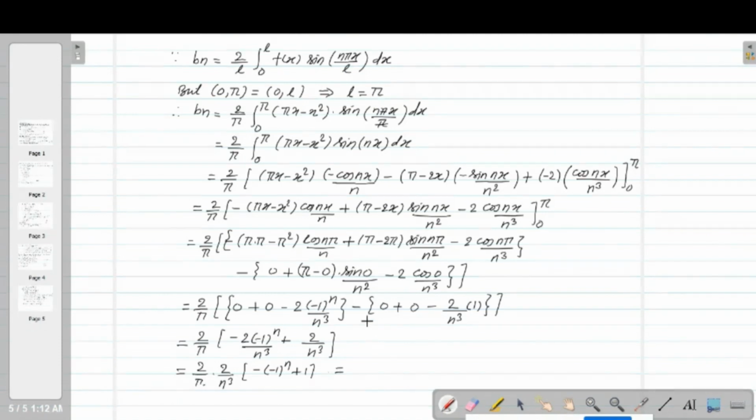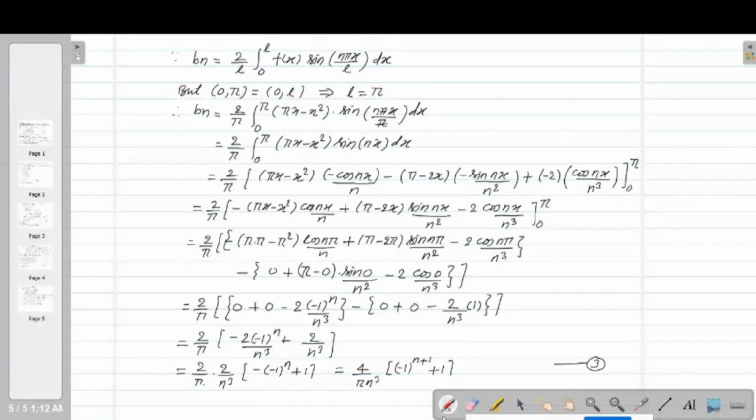Okay, but this can be written as what? This can be written as 4 by pi n cubed, and this is minus 1 raised to n plus 1. Okay, n plus 1. Is this clear to all? Yes or no? Name this equation number 3.